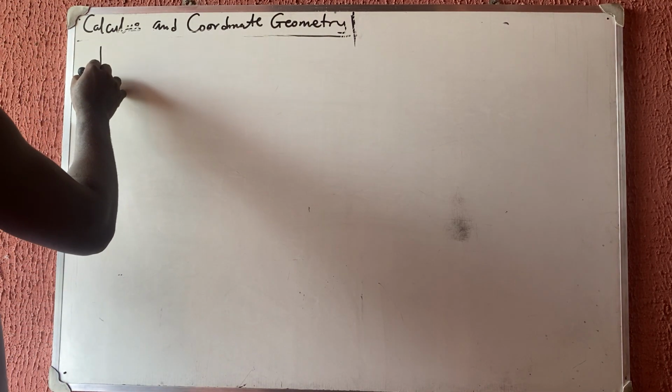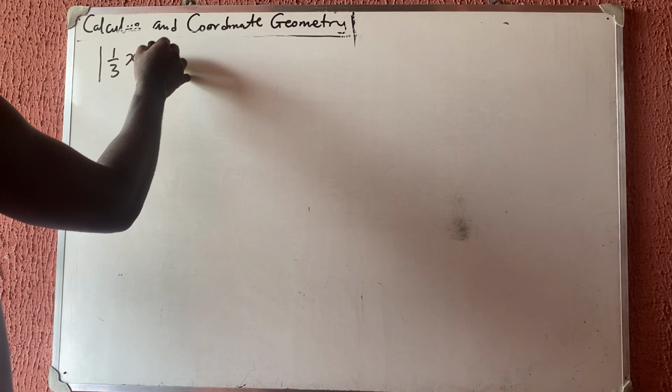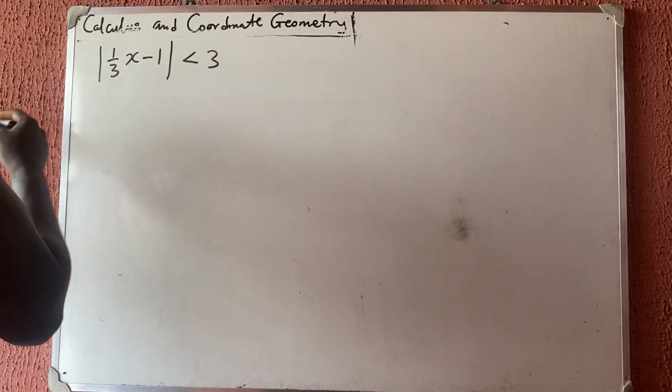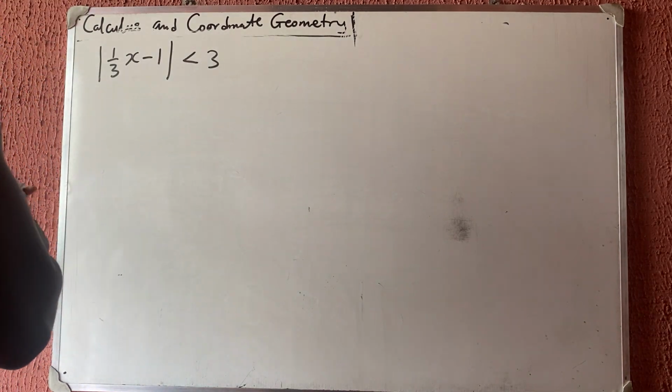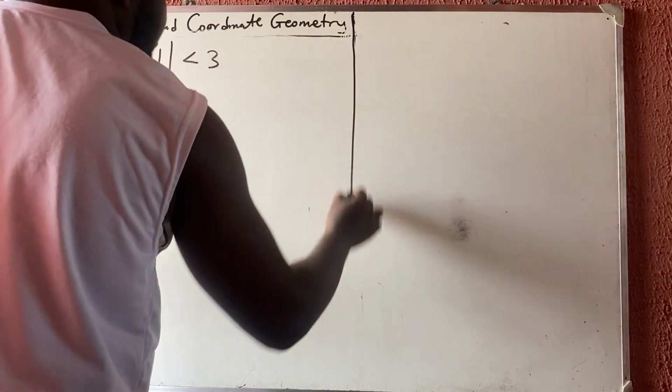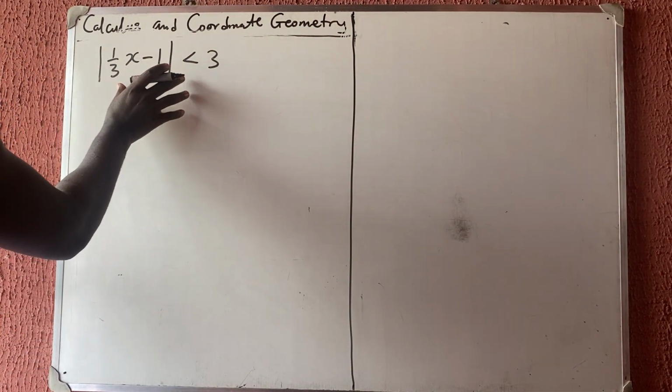They gave us 1 over 3x minus 1. That is the absolute value of this is less than 3. Okay? So I'm not seeing what we are asked to find here. So, but I'm going to find the center, the neighborhood, and then the radius. Okay. So first of all, let us solve this.